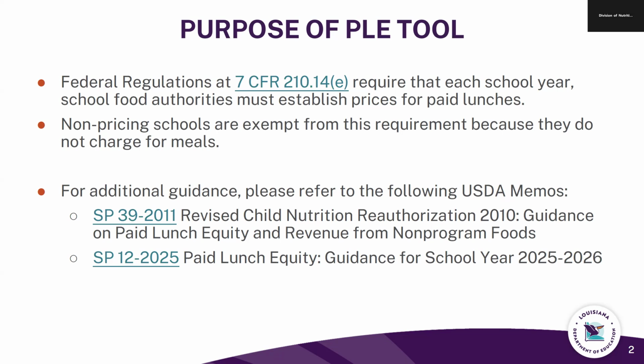The first one is SP 39-2011. It's the revised Child Nutrition Reauthorization of 2010, and it basically gives you the guidance on paid lunch equity as well as revenue from non-program foods. And the second memo is SP 12-2025, which is the specific guidance for the paid lunch equity tool for the 25-26 school year.